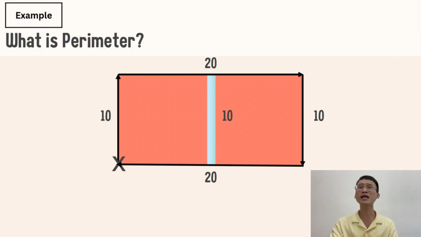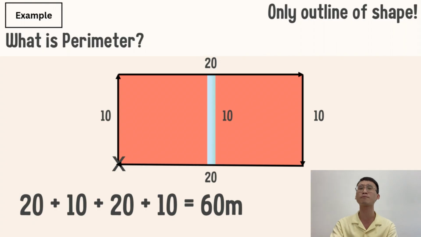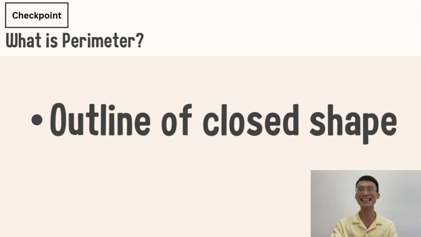Now, how can we calculate the perimeter? What is the answer? Very good calculation. We can just add up the length by taking 20 plus 10 plus 20 plus 10 to get a total of 60 meters. With this example, what were the lengths used to calculate the perimeter? Very excellent observation. Only the outline of this shape is included in the perimeter calculation. Let us then do a checkpoint on what is a perimeter. Perimeter is the outline of the closed shape.